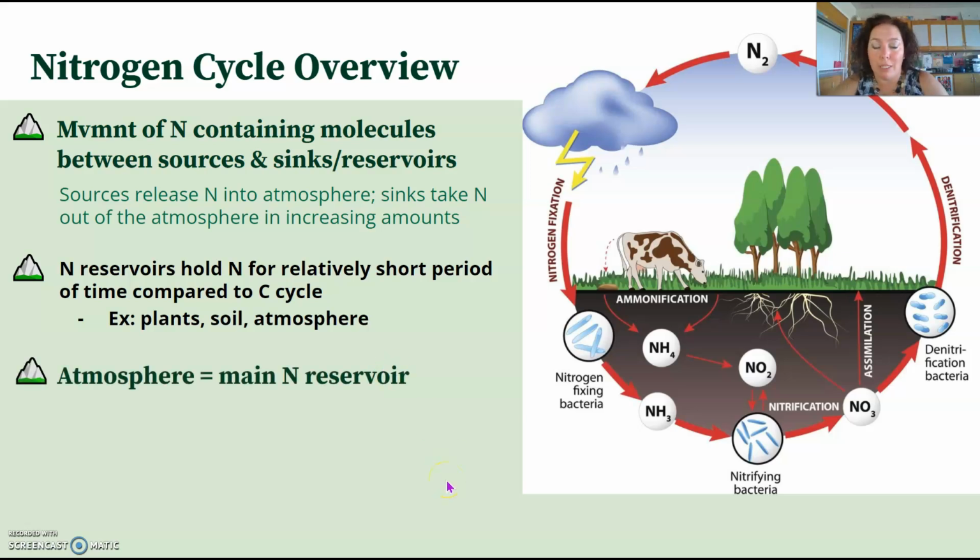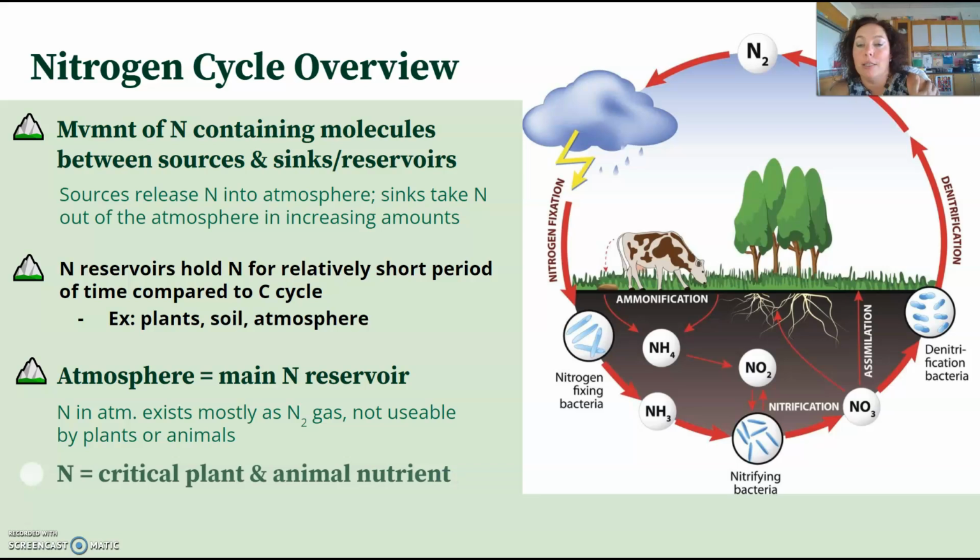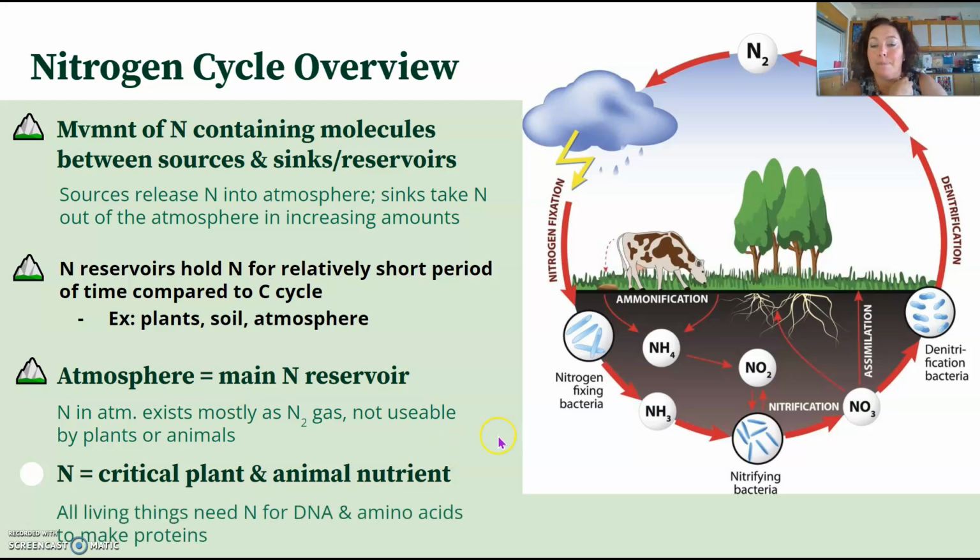The main reservoir is the atmosphere, because the most abundant gas in the atmosphere is nitrogen. It's not usable as N2, as nitrogen gas. It's not usable by plants or animals. So that's the importance of the cycle, because it fixes or brings that nutrient and makes it available for living things. Nitrogen is critical to plants and animals, like we talked about, for proteins and DNA.